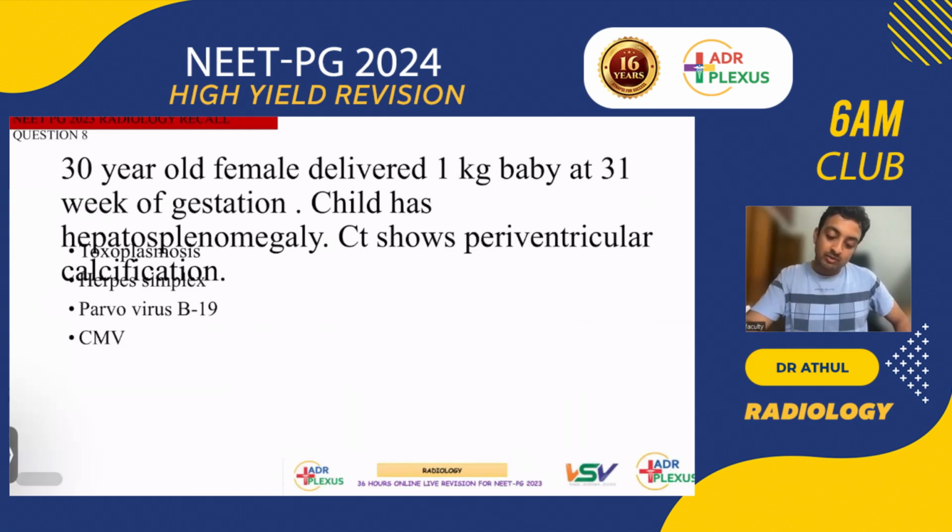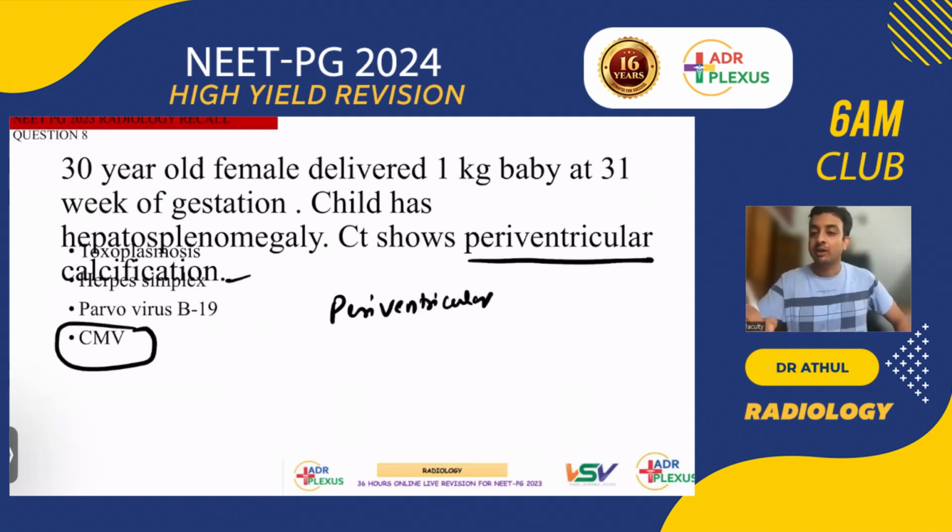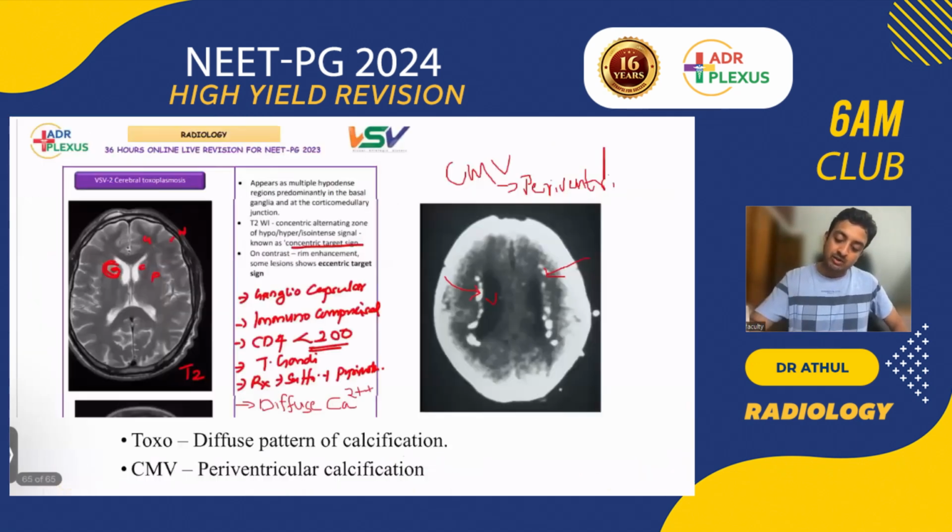So a 30-year-old female delivered and CT showed a periventricular calcification. So when you are hearing periventricular calcification, what will be the answer? It should be cytomegalovirus infection. Okay, it is not toxoplasma, not herpes simplex, it is not parvo, it is cytomegalovirus infection. So that is periventricular calcification. Just remember CMV.